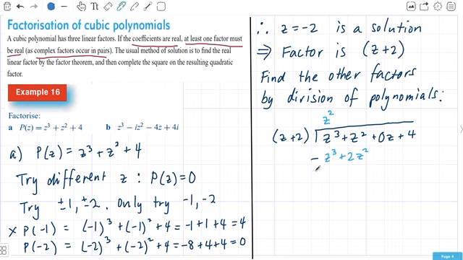What we need to do for the next step is subtract what you got when you multiplied this answer from the top. So z cubed minus z cubed, that's 0. Z squared minus 2z squared, that is negative 1z squared. Okay, and then bring down the other things that you have, the 0z and the plus 4.